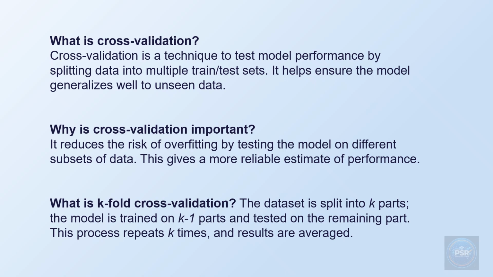What is k-fold cross-validation? The dataset is split into k parts. The model is trained on k-1 parts and tested on the remaining part. This process repeats k times, and results are averaged.